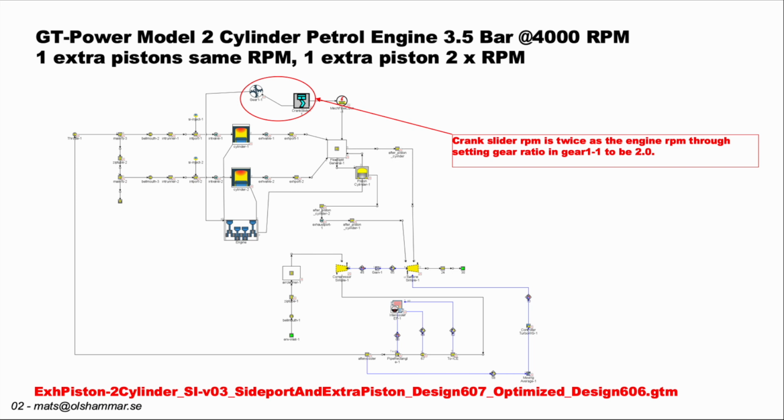So this is the GT power model, and we can see the two combustion cylinders to the left, and then we have a normal exhaust piston to the right, and on top we have a crank slider with gearing that will force the crank slider to move at twice the RPM. And that one is affecting the same volume as the other exhaust piston.